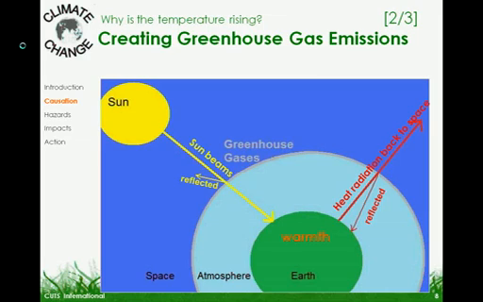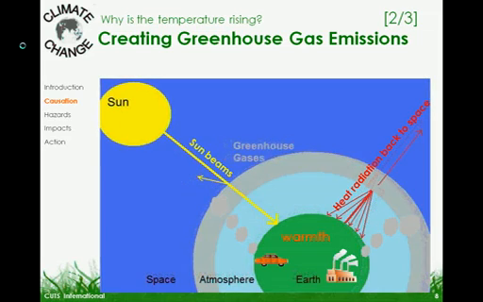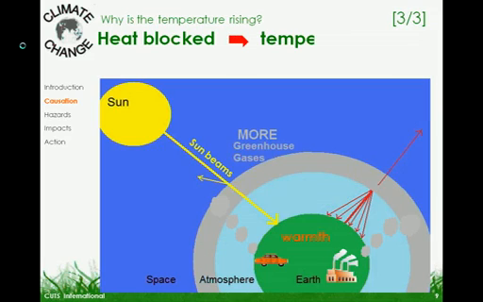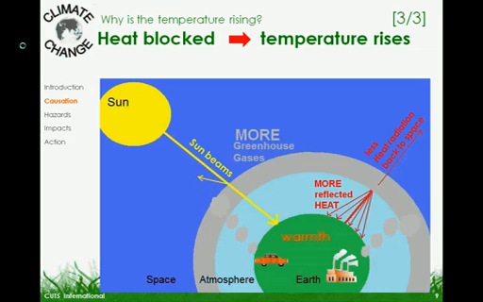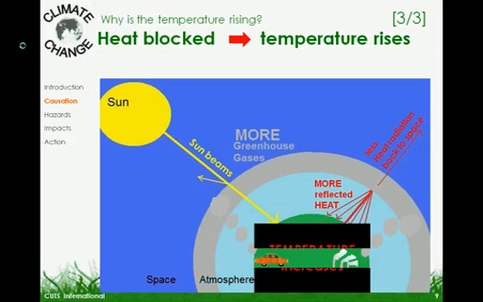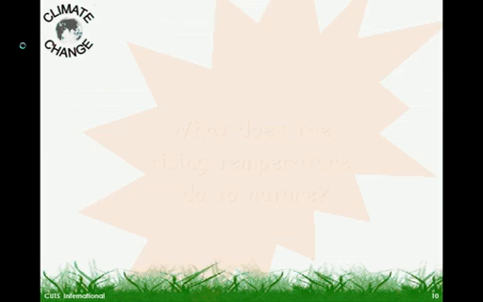As we create more greenhouse gases with driving cars or manufacturing, the belt of greenhouse gases increases. As the greenhouse gas layer is thicker, less heat radiation goes back into space, but more is reflected back to Earth. This blocks the heat and makes the temperature rise.